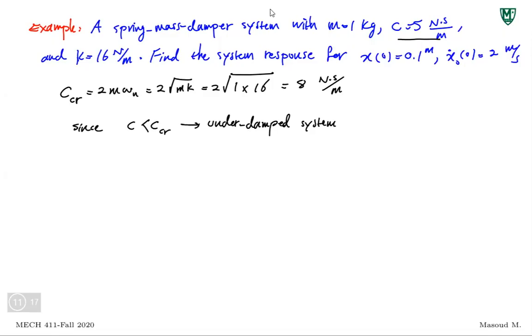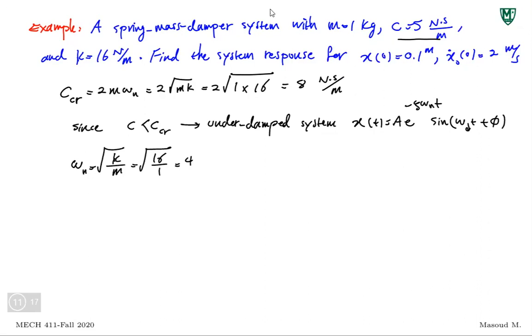The system response, if I remember, was x(t) = A e to the minus zeta omega n t sine(omega d t plus phi). So here is what I need to know. I need to find omega n, omega d, zeta, A, and phi to be able to form this system response. So let's get started. Omega n is the square root of k over m. So square root of 16 over 1, this is 4 rad per second.